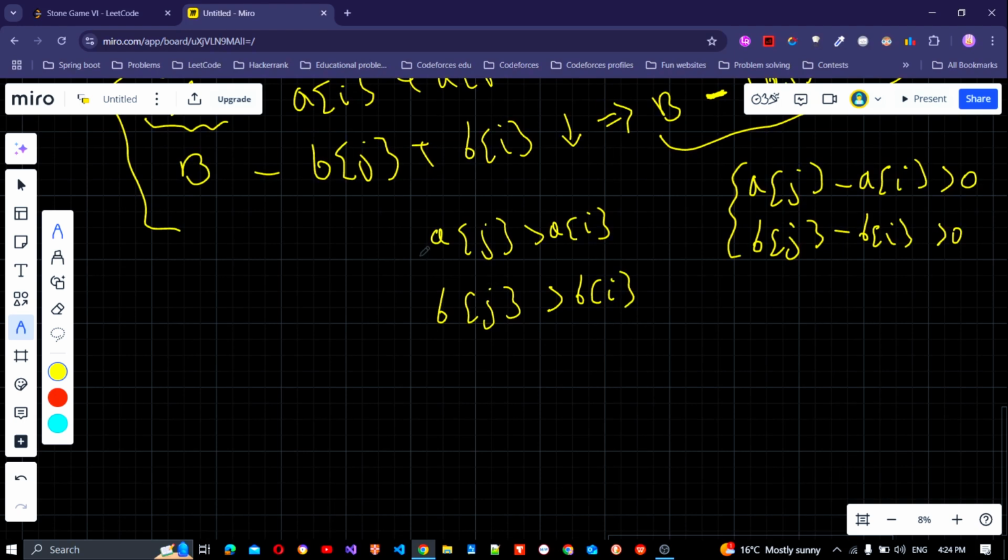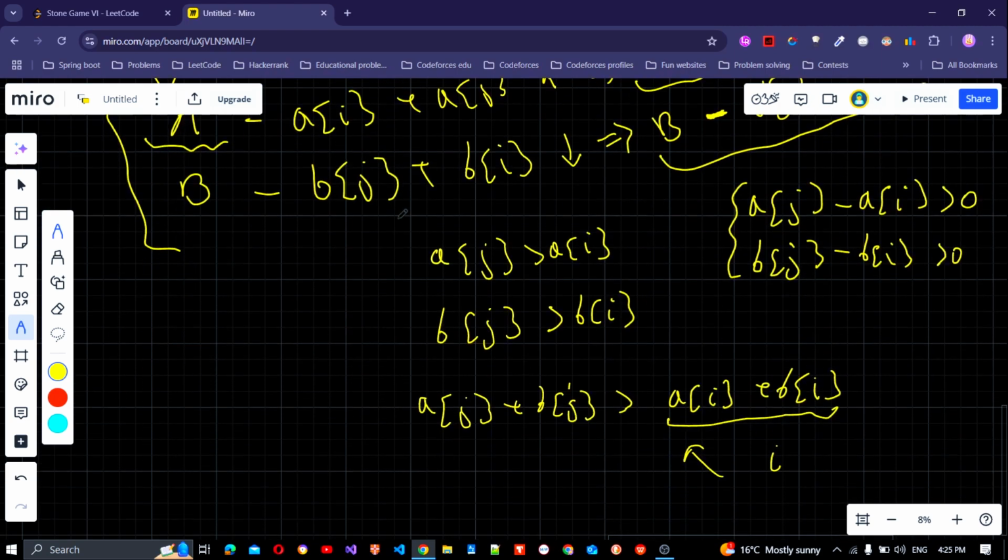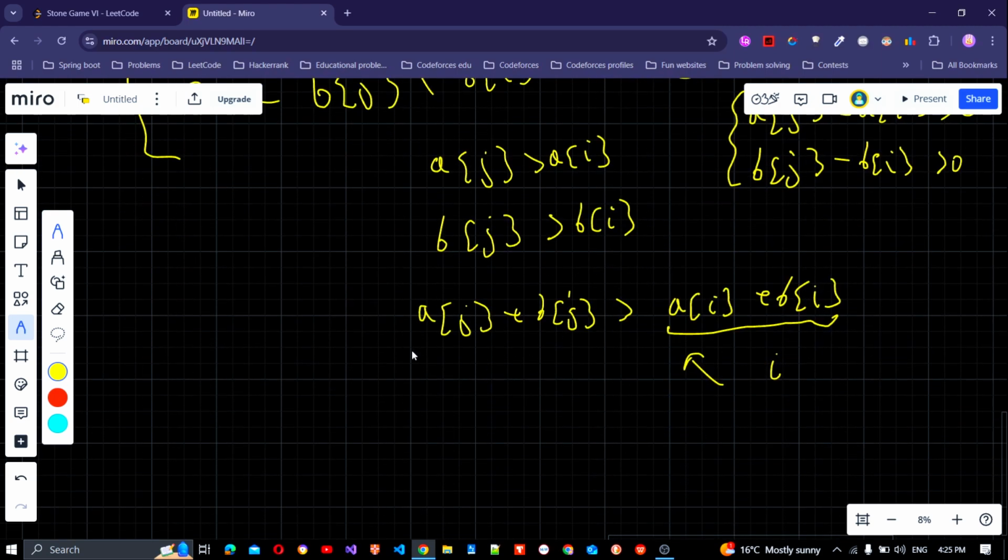Now if we add these inequalities, both sides, we're going to have AJ plus BJ is greater than AI plus BI. That is the clue. That is the insight. So you can see Alice's score will increase if she leaves a stone I for a stone where Alice's value and Bob's value sum is larger. So this is larger than AI plus BI.